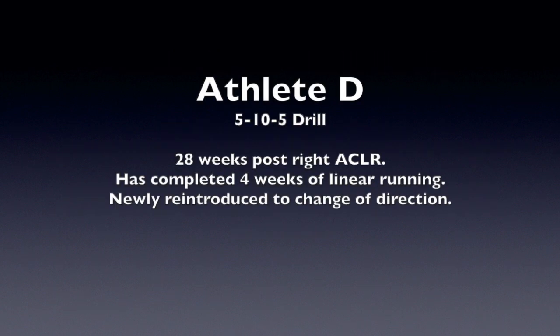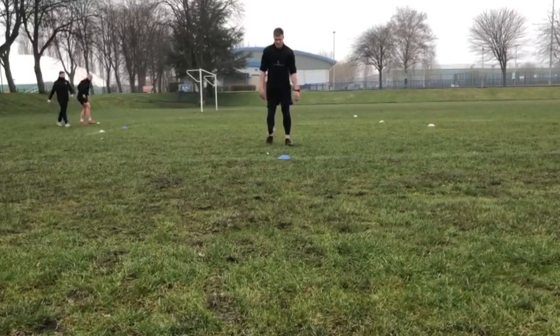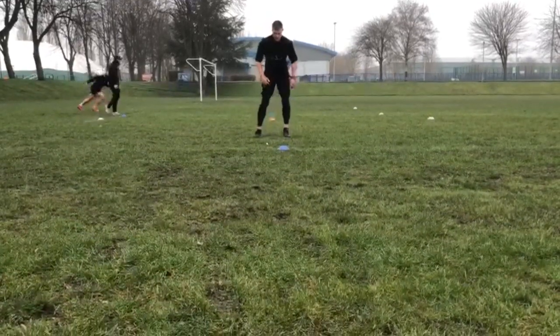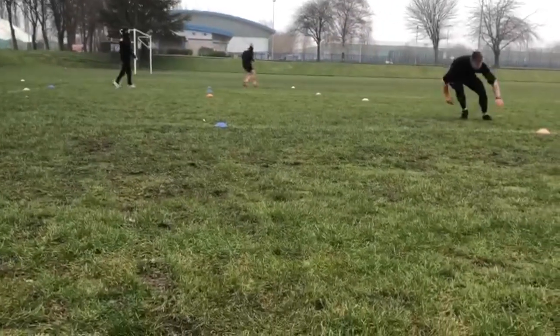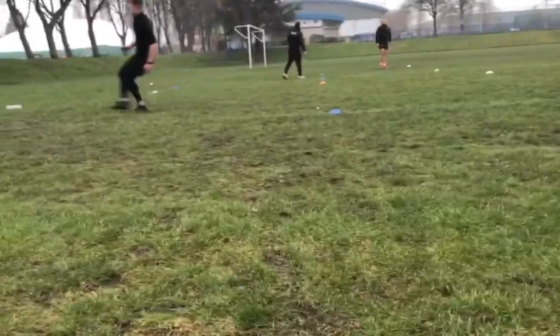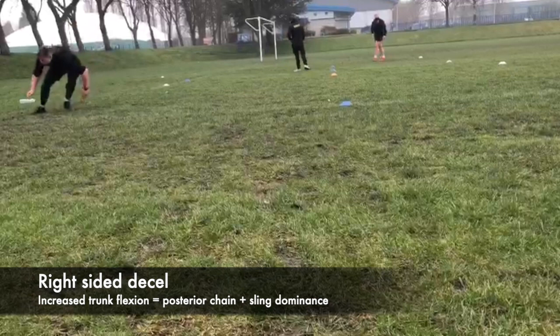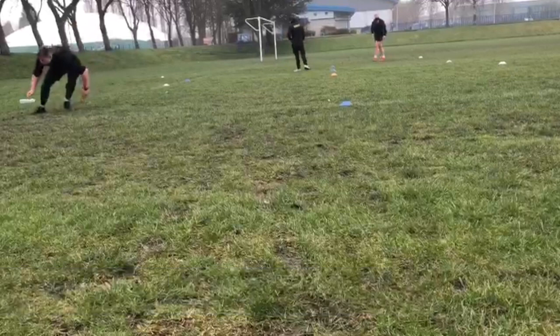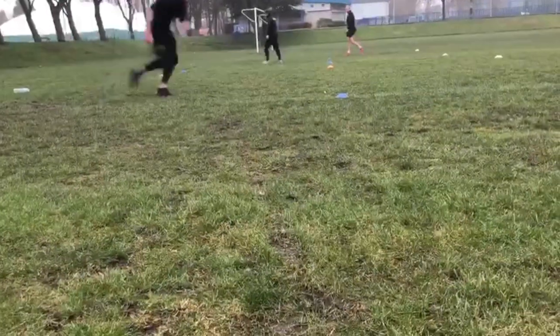Next is Athlete D, who is 28 weeks post ACL reconstruction. He has just completed 4 weeks of linear base running and has been newly introduced to change of direction. During the 5-10-5 drill, you can see that the athlete struggles to maintain upright trunk posture and utilises a more posterior chain dominant movement strategy. As you can see, this is exaggerated only when decelerating onto the right lower limb.